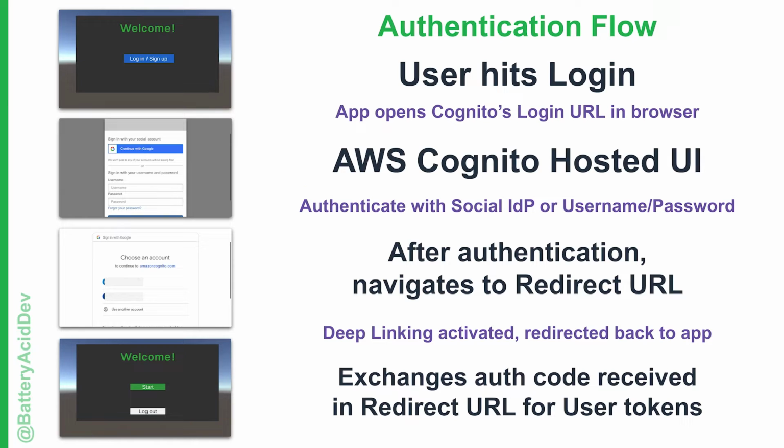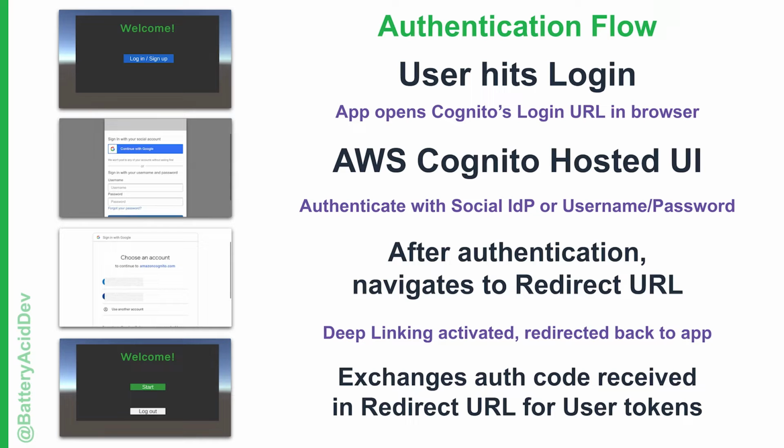Then the user will have the option to log in through the social provider, in this case Google. Otherwise, they can just sign up or log in via username and password. Once authenticated, the hosted UI will navigate them to the redirect URL we set in the user pool configs. This URL will also contain an authorization token set to the code query parameter.